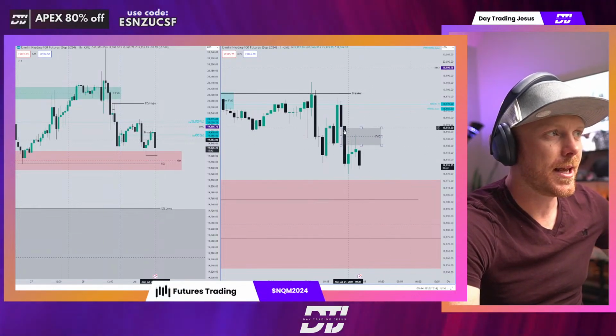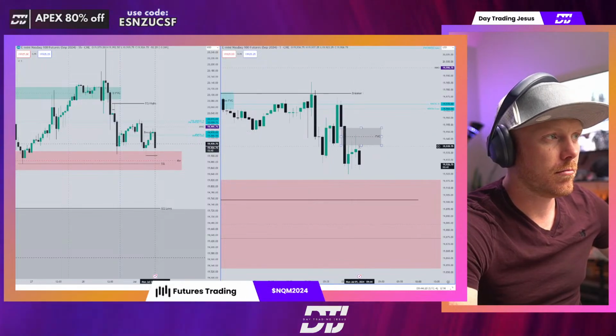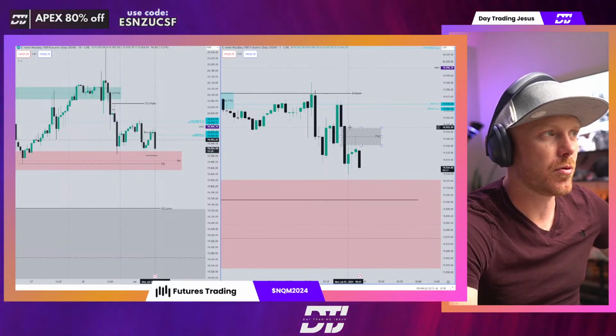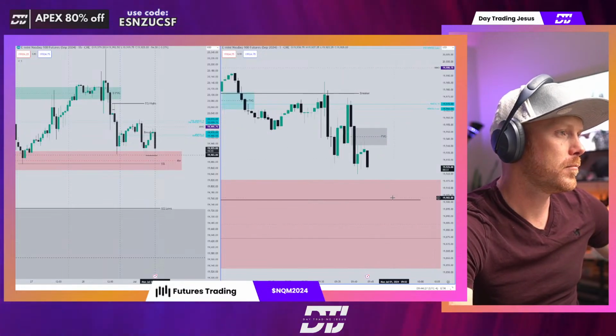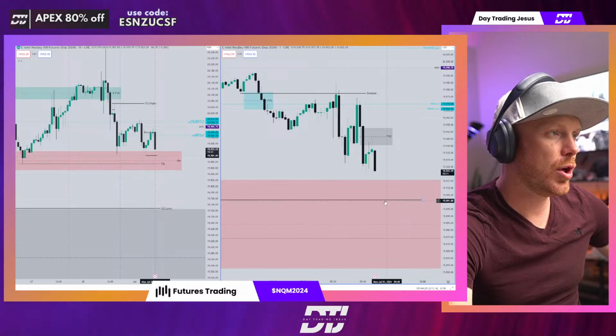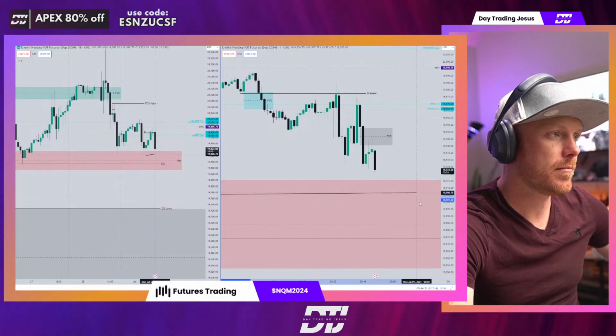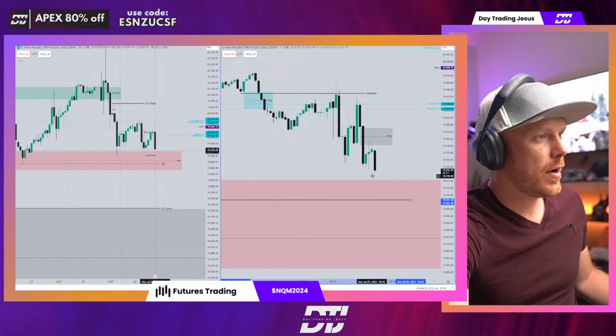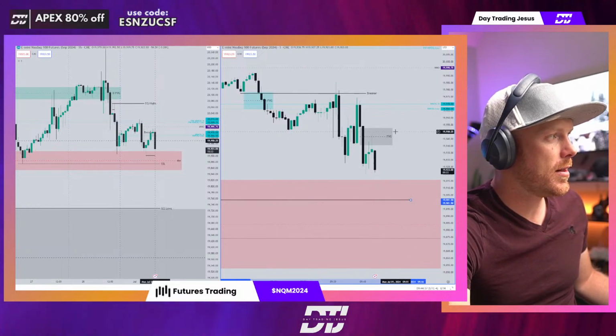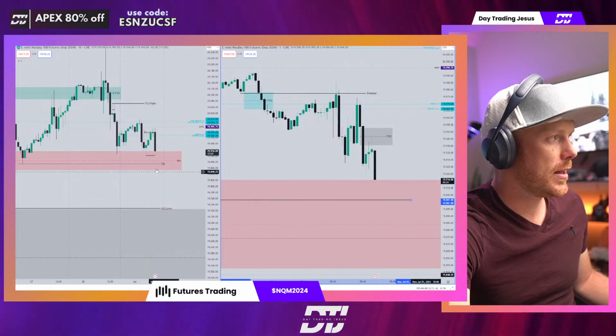But this is an example, if we close above this, what my model would look like. It would look even better if we grab this level right here, that level right there, and then grabbing it and running higher, that's even nicer. I would like that even more.